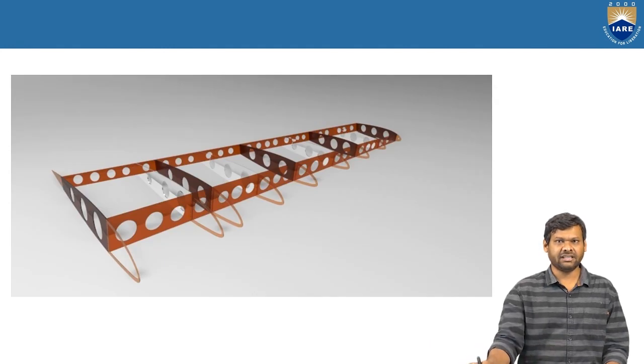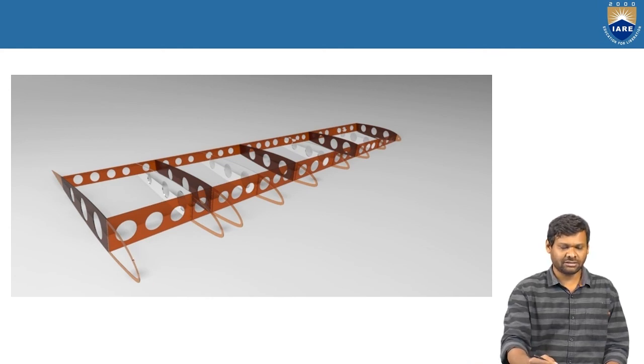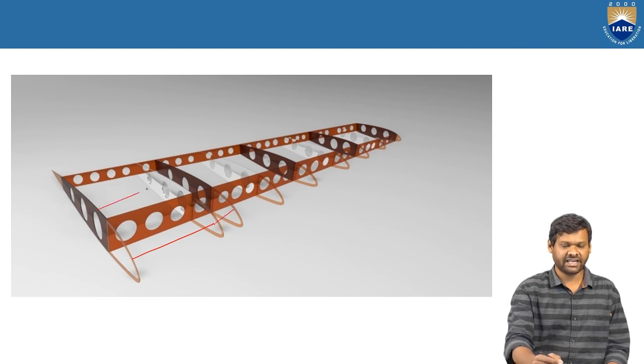And this is a schematic of a wing along with spars and the wing ribs. And there are no stringers. You can see that the stringers are attached.